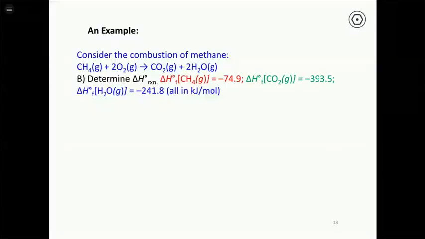My pointer died at the worst time. We're almost done. I have to change the batteries. Okay, so just give me a second.